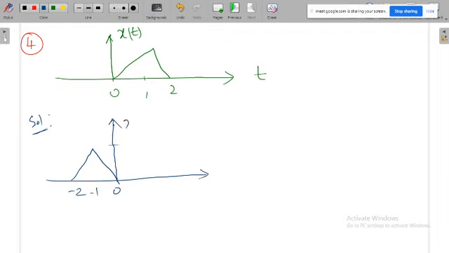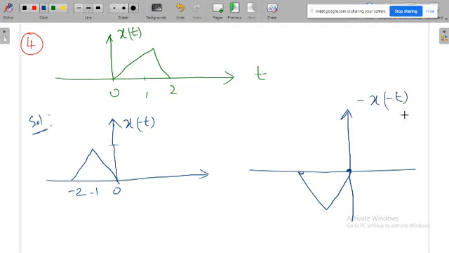So that means you have x of minus t. Then again you take the mirror image with respect to the x-axis, the horizontal axis, and you'll get this. These are the only two steps we can follow: either we apply the negative sign inside the time, or we apply it outside. But this is not related to this one, and this is also not related to this one. Then that means this signal is what? Neither even nor odd.